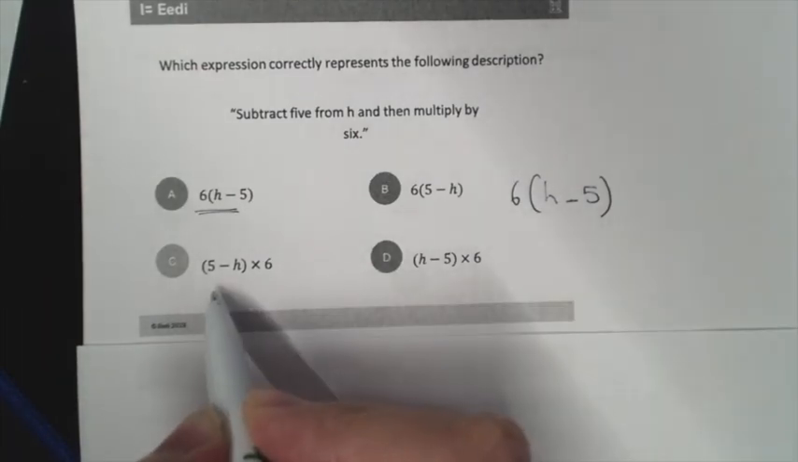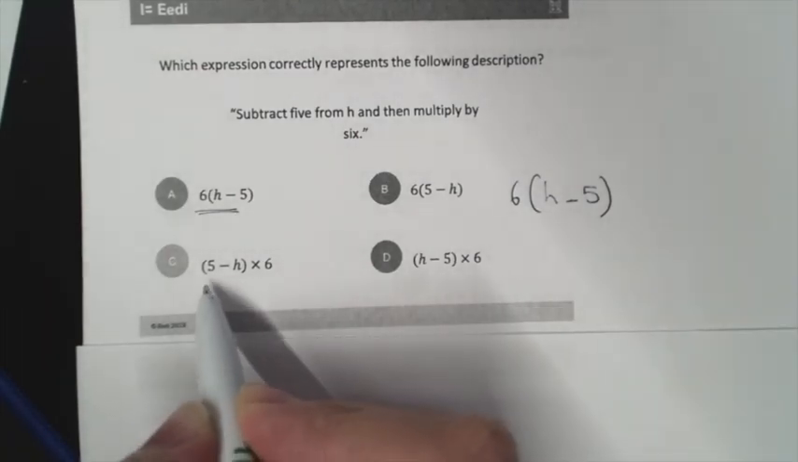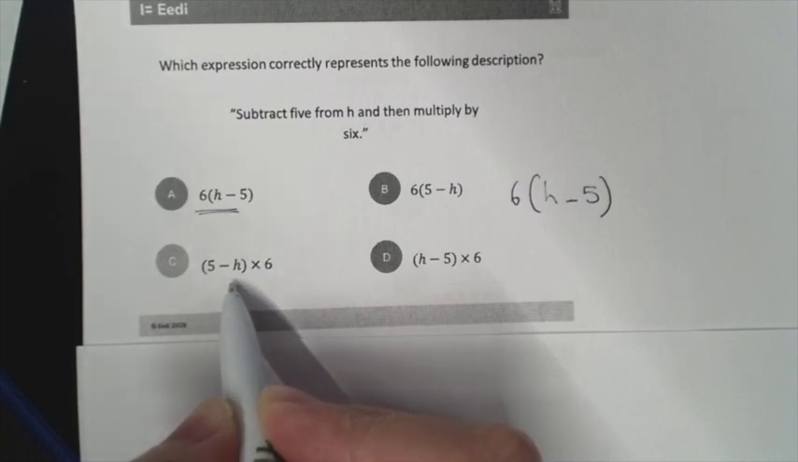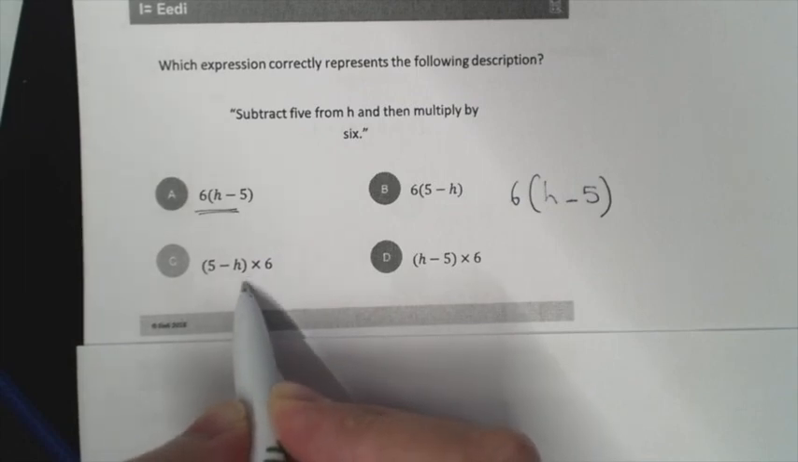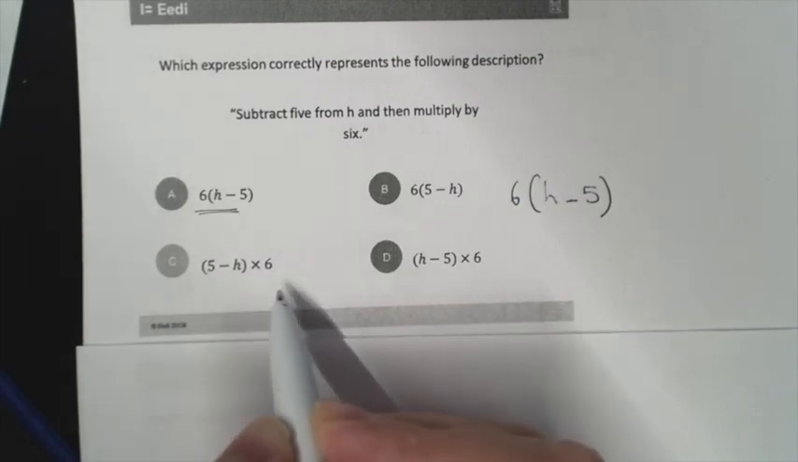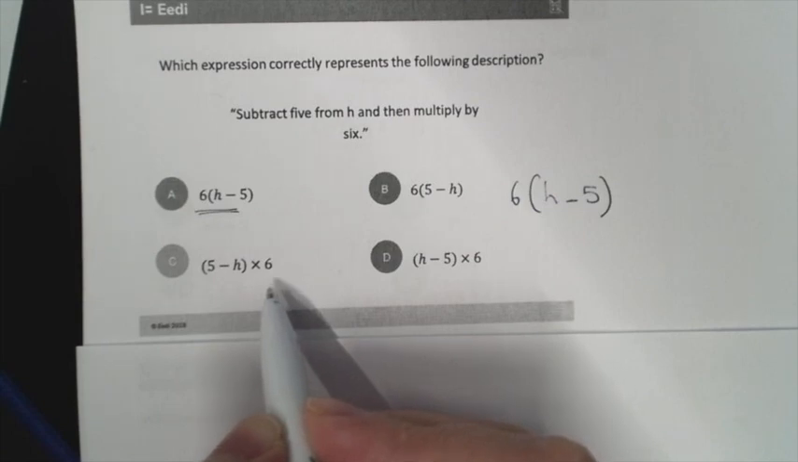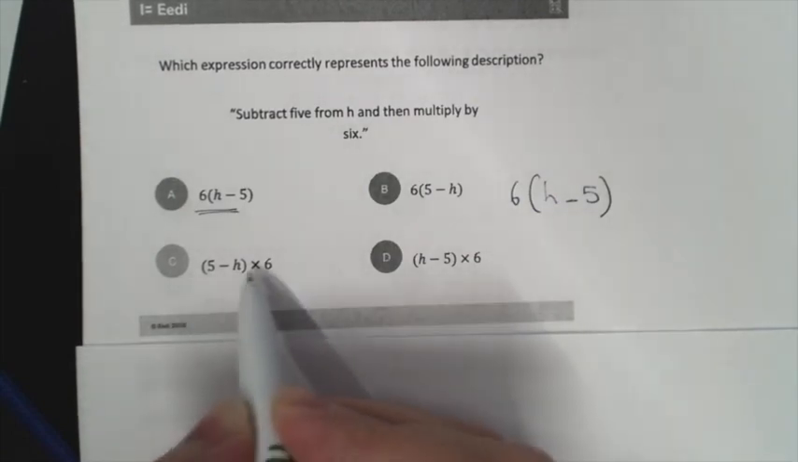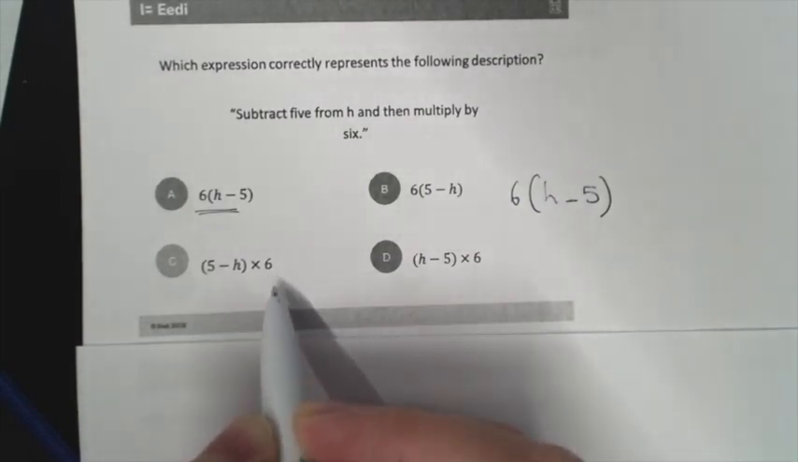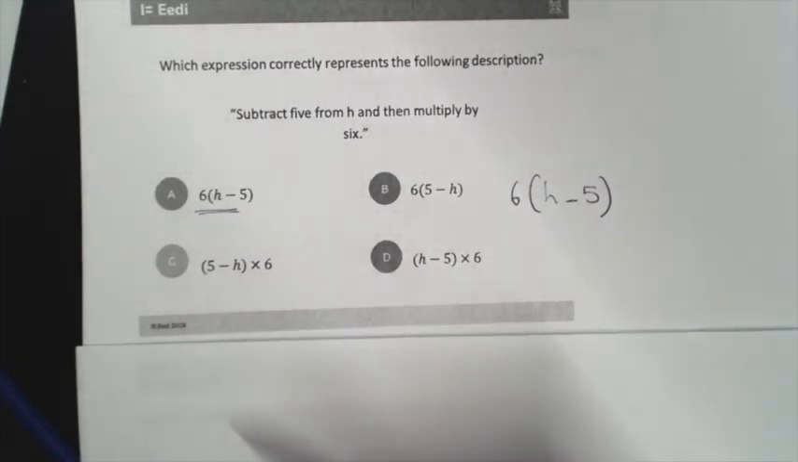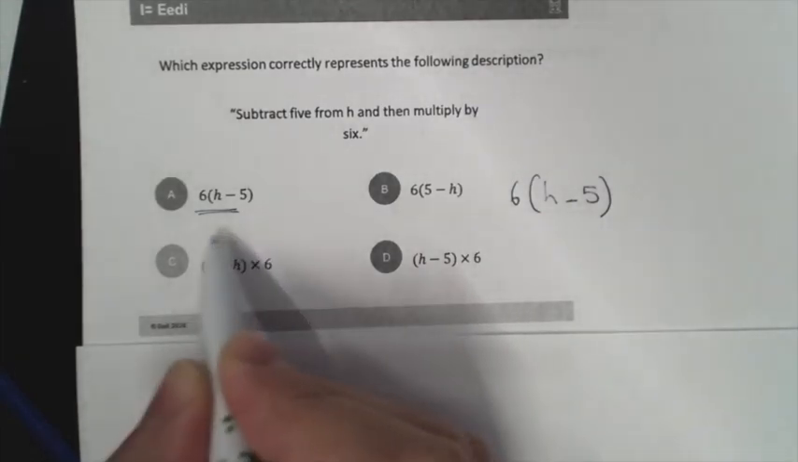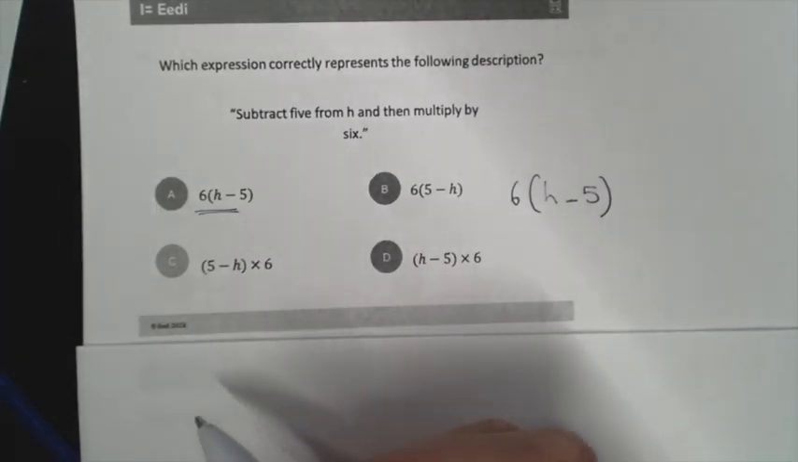Now let's look at C. Again, it's not quite. Subtract 5 from h means h minus 5 rather than 5 minus h. Also, the convention for multiplying by 6 is that we should have the 6 at the front, not at the end here, and we also do not use the multiplication sign in algebra, so that's why it's definitely not C.